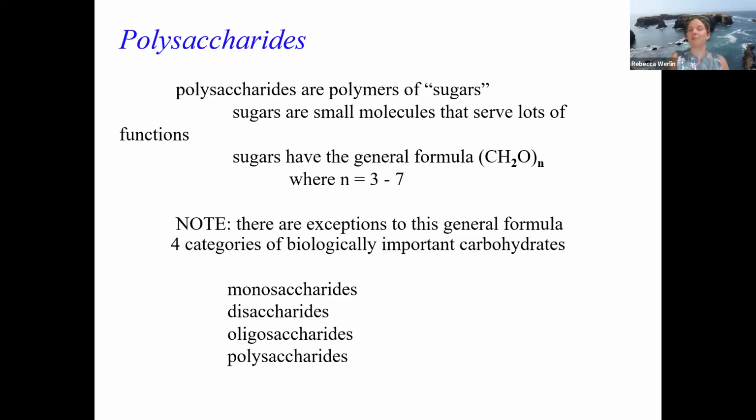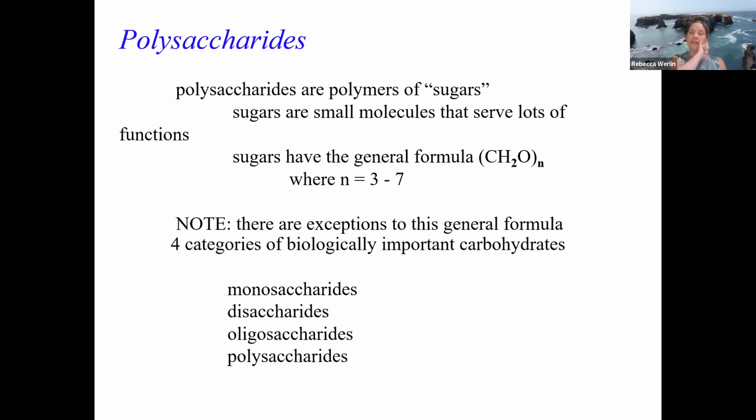So polysaccharides are polymers of sugars, and polysaccharides typically are going to be anything more than about 7 sugars linked together. Oligosaccharides are usually only discussed in something like organic chemistry, so I'll leave that for there, but that's usually between 3 and 7 or 3 and 10 sugars linked together. Disaccharides, the prefix di means 2, so those are always 2 sugars linked together. And monosaccharides, the prefix mono means 1, and that's always 1 sugar by itself.